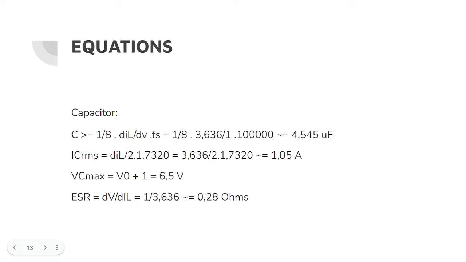And for the capacitor, the calculated value is 4.5 microfarads. The current RMS of the capacitor is approximately 1 ampere. The maximum voltage of the capacitor is 6.6 volts. And the ESR calculated is approximately 0.28 ohms.